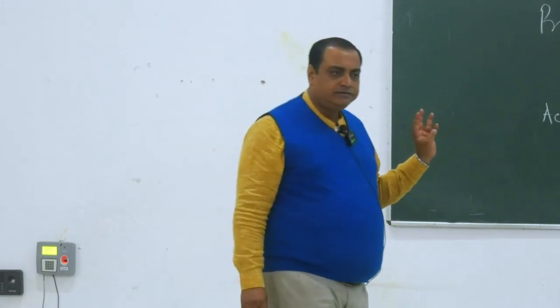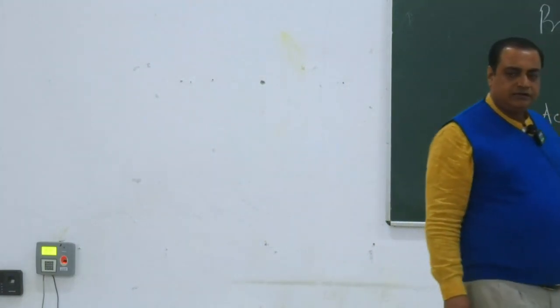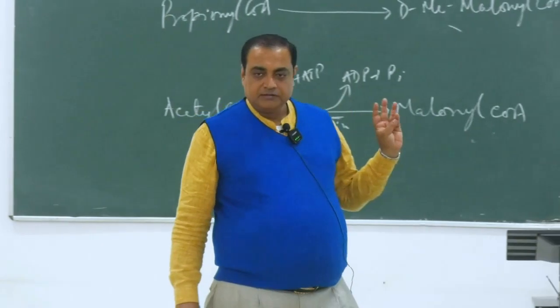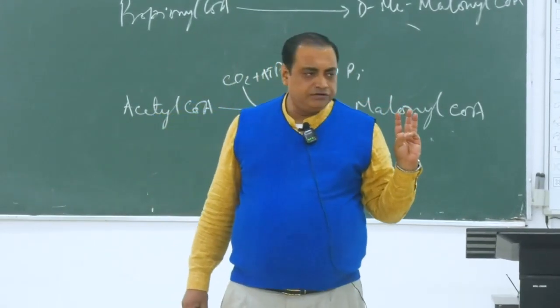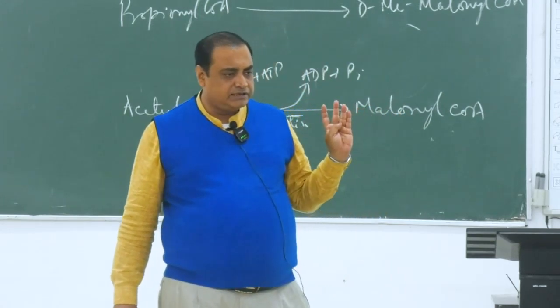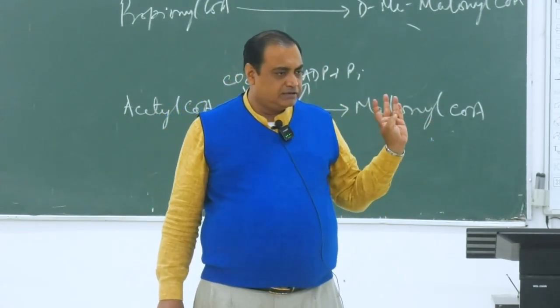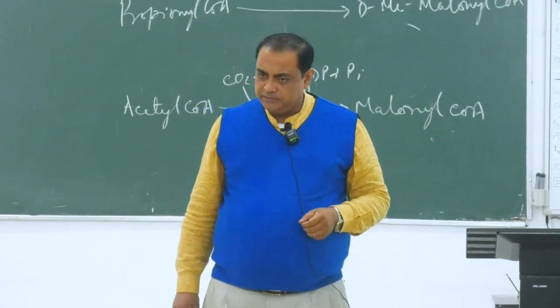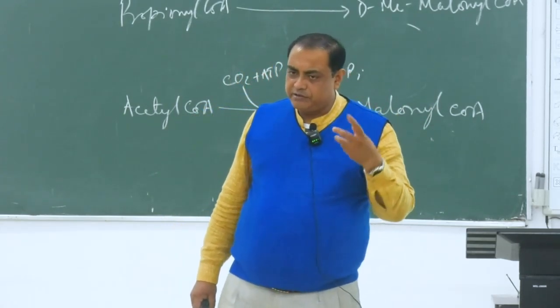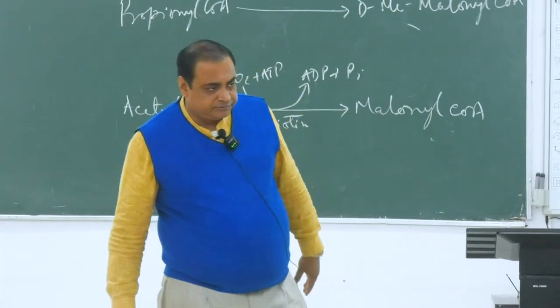In TCA cycle, IDH, isocitrate dehydrogenase, alpha-ketoglutarate dehydrogenase, malate dehydrogenase. So I have told you five, so remember the names which require NAD.